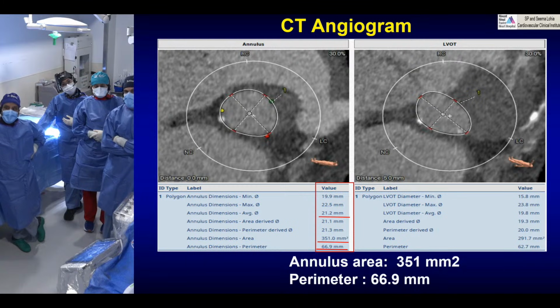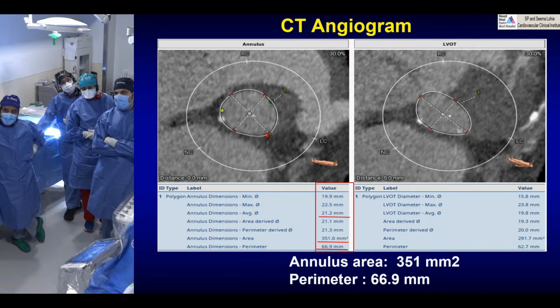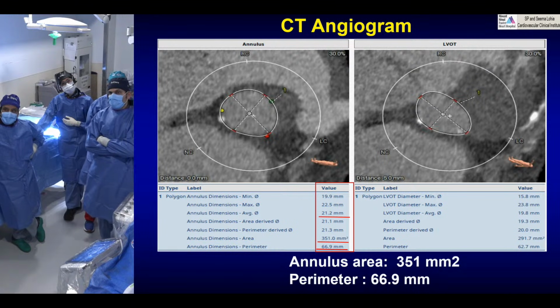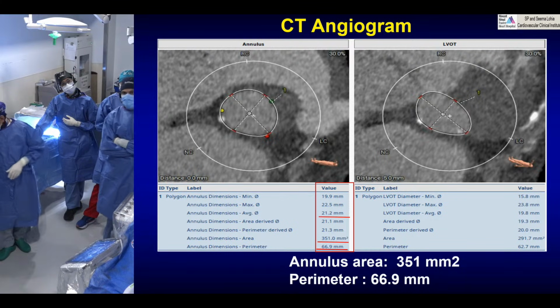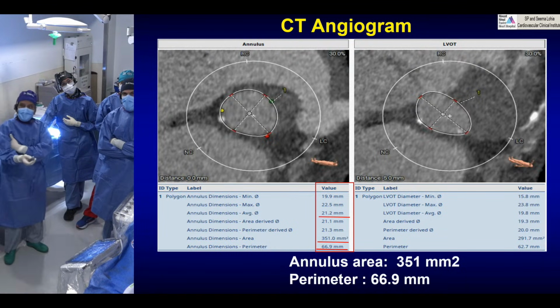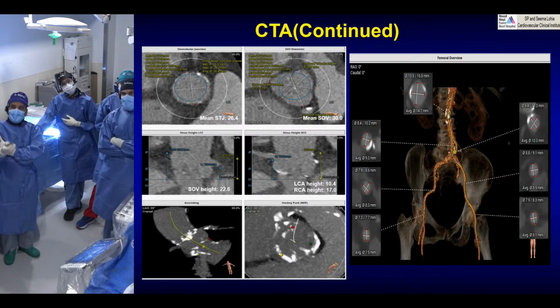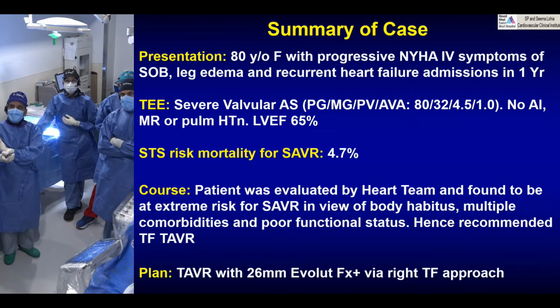So if you use a 26 millimeter valve, our Evolut FX Plus, and we need to post-dilate, what will be our balloon size? Yeah, so average is 21. I would use a 21 here. Okay, very good. All right, I think these are the very practical points I want to discuss with them. And the rest all looks good, anatomy, coronary height point of view, and so on and so forth.